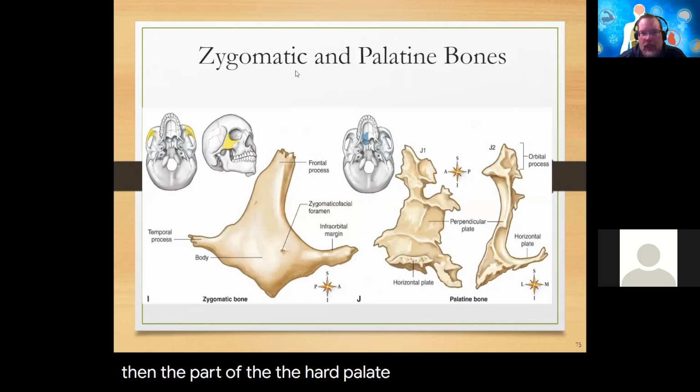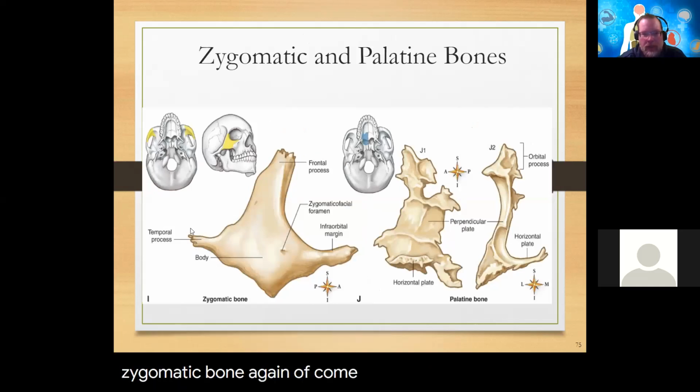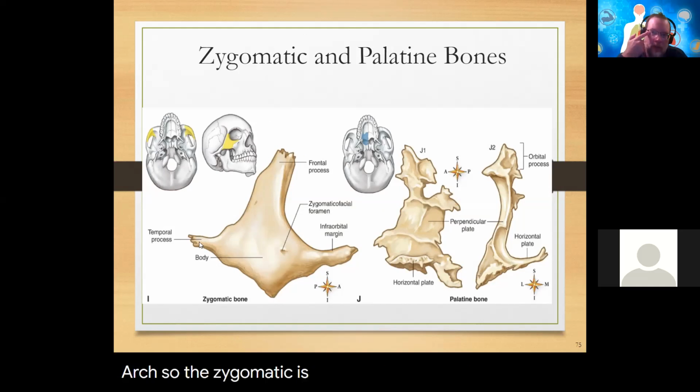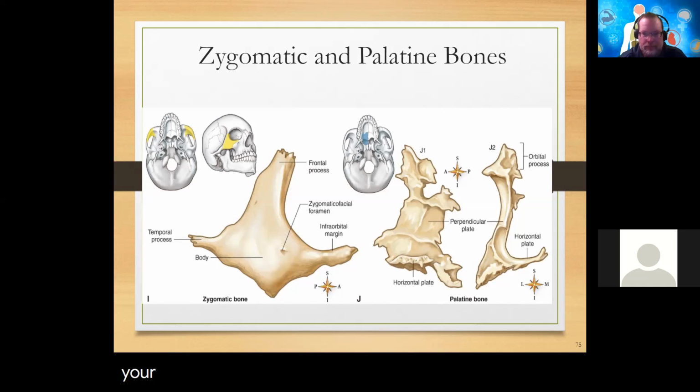And then your cheekbone, the zygomatic bone. Again, it comes together, has the temporal process that comes together with the zygomatic process of the temporal bone. That's going to form that zygomatic arch. So the zygomatic is just from the edge of your eye, the lateral canthus, or little crook of the eye there. Just follow that straight down. That's your cheekbone. That's your zygomatic.